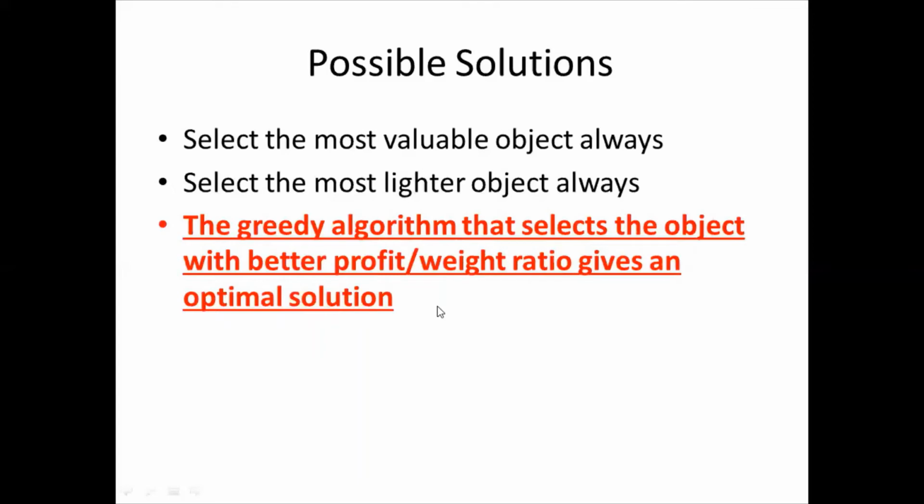Or in other words, I have to order all the objects or items in the descending order of profit by weight. Pick each item in such a way that it maximizes the profit while minimizing the weight. In doing so, I would also be maximizing the profit and taking more items into the knapsack. Now, such a solution which picks items with the highest P by W ratio would give an optimal solution to the fractional knapsack problem.